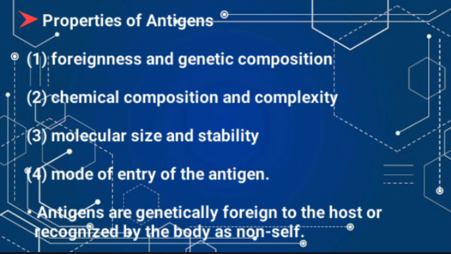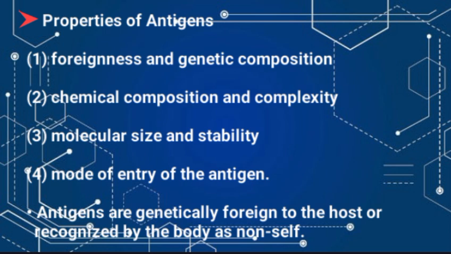The immune system recognizes and responds to substances that are considered foreign, meaning they are not part of the body's own cells or tissues. An antigen must be different enough from the body's natural structures for the immune system to see it as something that needs to be attacked. Genetic composition refers to how unique the antigen's genetic makeup is compared to that of the host.